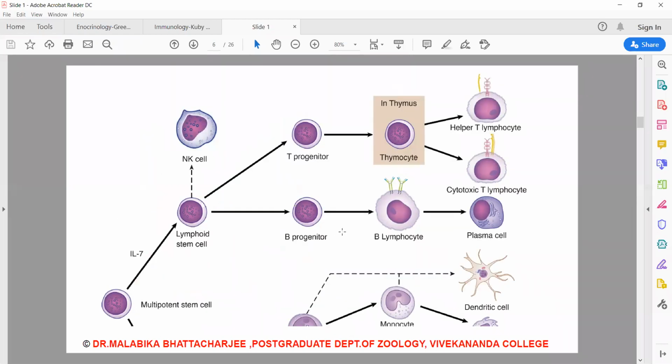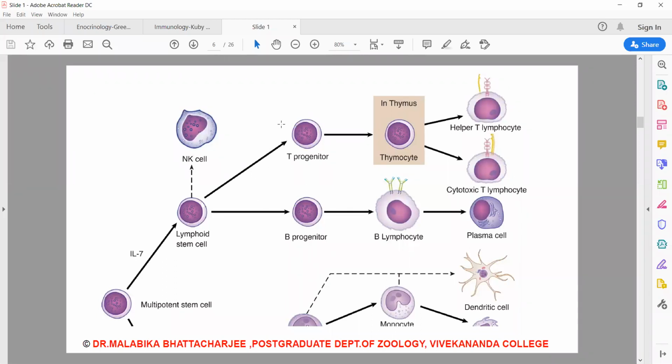Moving on to my next slide, I have brought a part of the slide in this picture because I wanted to highlight one important cytokine, that is IL-7. This is a cytokine that actually determines whether the multipotent stem cell will go for a lymphoid progeny or a myeloid progeny. If the cell goes for a lymphoid progeny, this cytokine is essential for the cell to move forward into a lymphoid progeny. From there on, the cells further divide into either a T cell progenitor or a B cell progenitor.